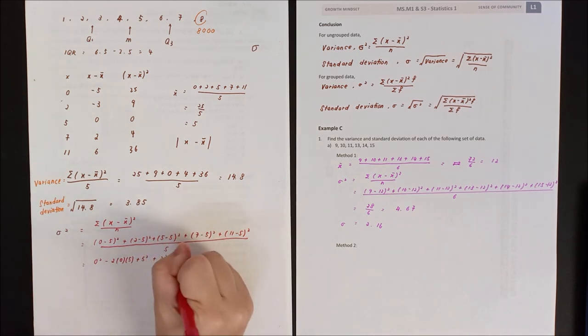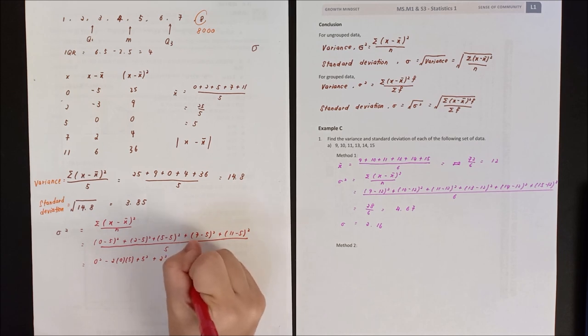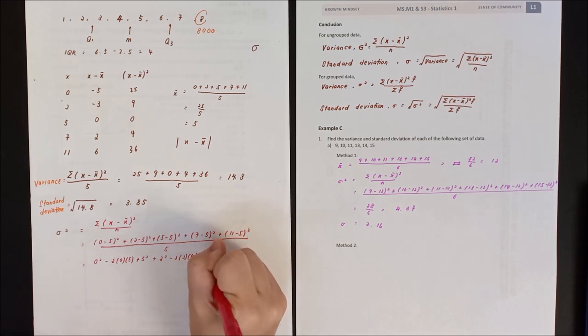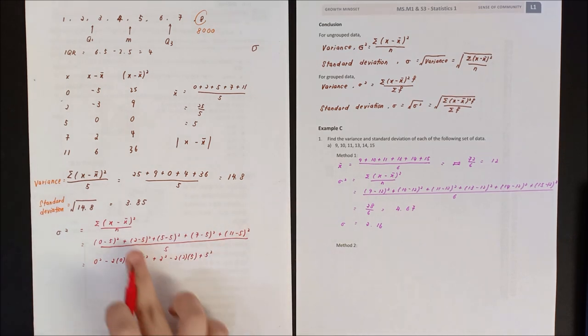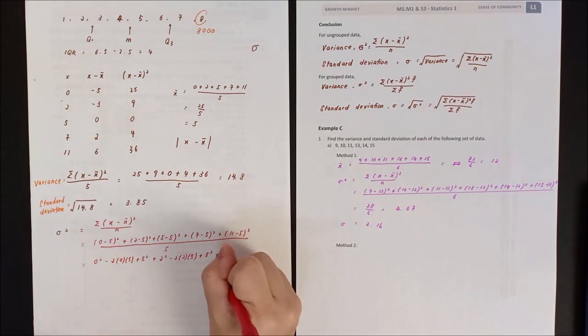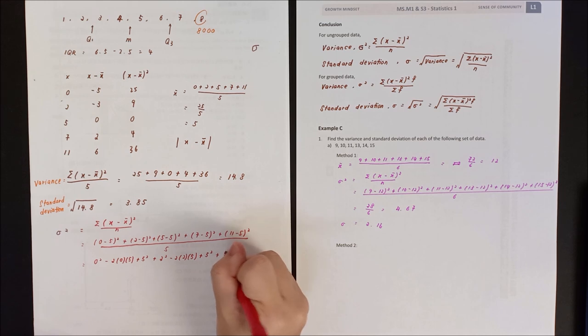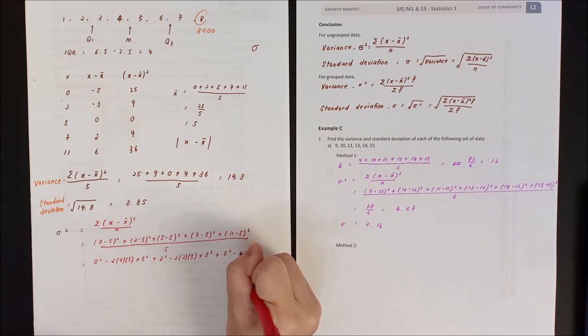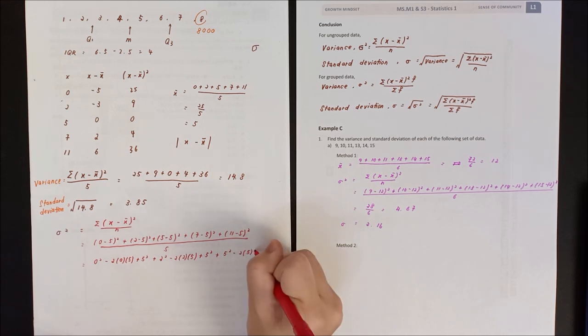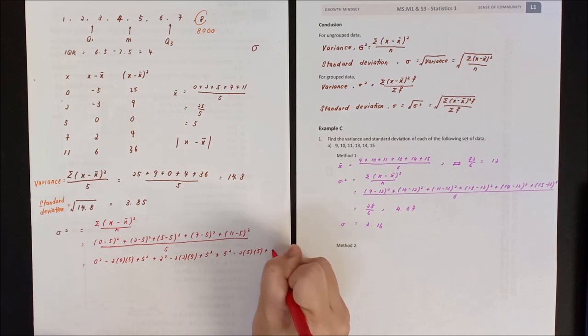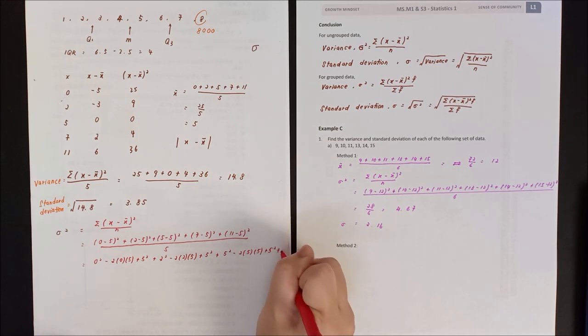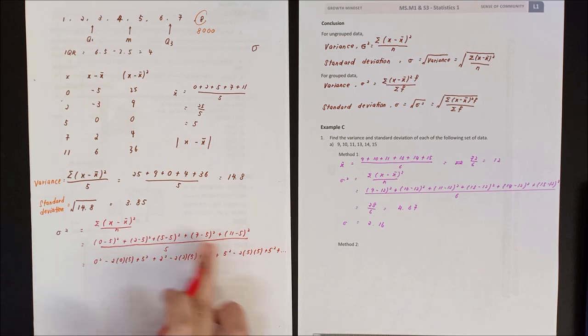Plus 2 square minus 2 times 2 times 5, and then you plus 5 square again. Okay, then we go to the next one. It will be 5 square minus 2 times 5 times 5 and then plus 5 square. So I'm not going to continue it. It's going to be the same thing for 7 and 11, and then divided by 5.